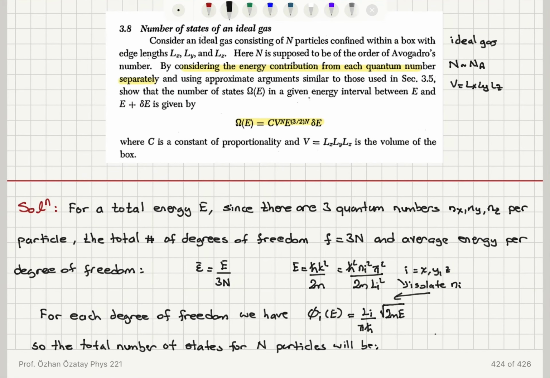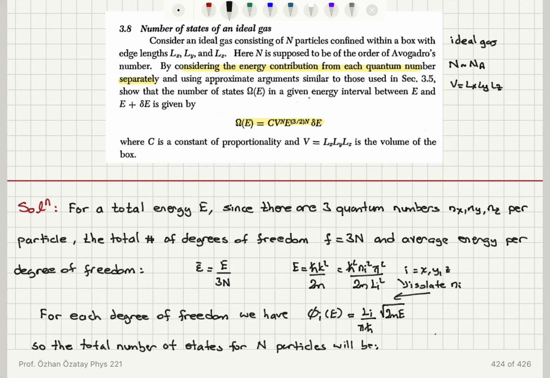Okay, so we're considering the number of states in an ideal gas. It consists of capital N particles in a box with edge lengths Lx, Ly, Lz. N is very large. By considering energy contribution from each quantum number, we want to know the number of states in a given energy interval. And because for a total energy E, if I have 3 quantum numbers per particle for capital N particles, the total number of degrees of freedom is 3N, then the energy per degree of freedom is total energy divided by 3N.